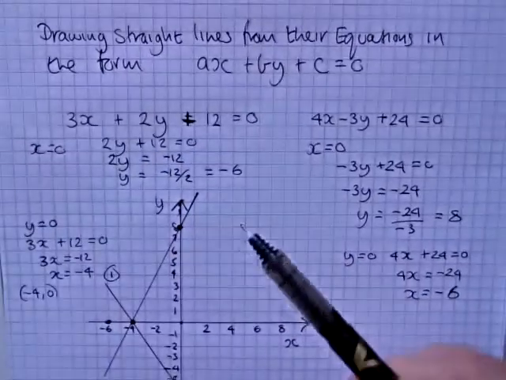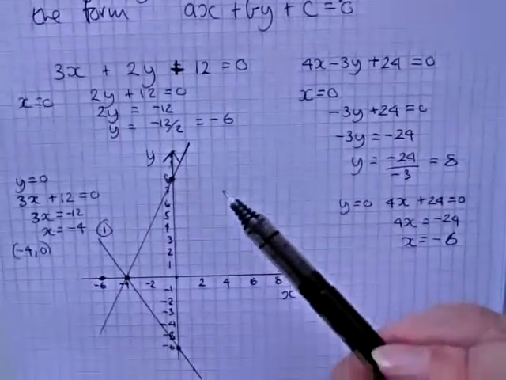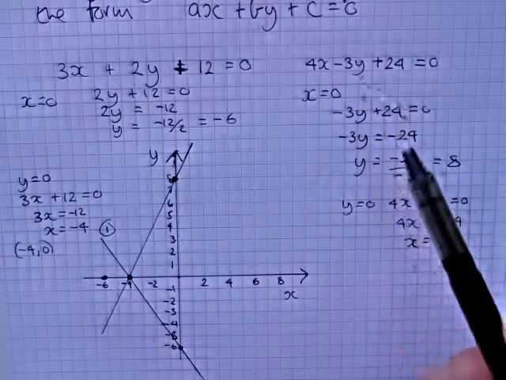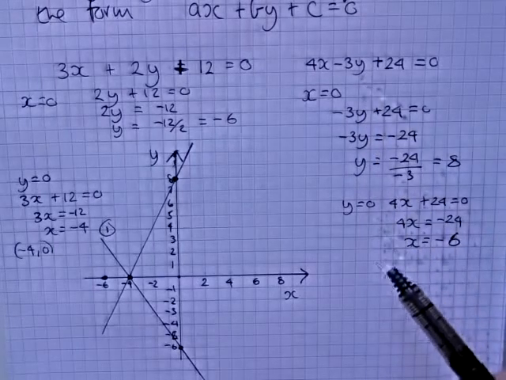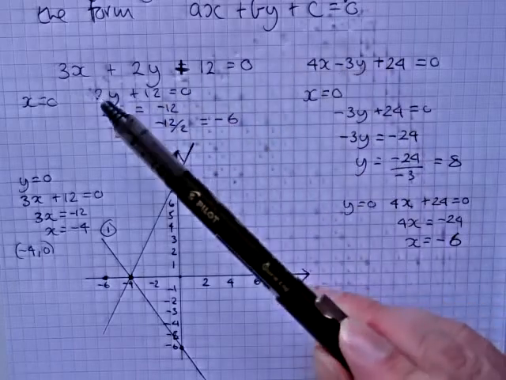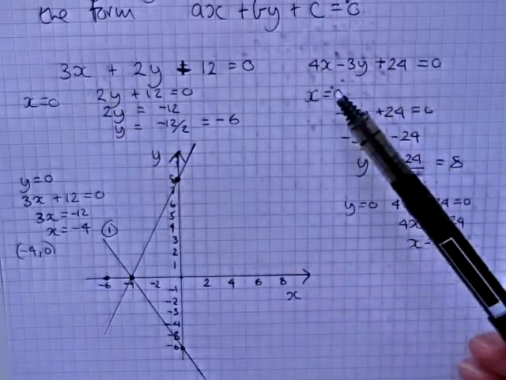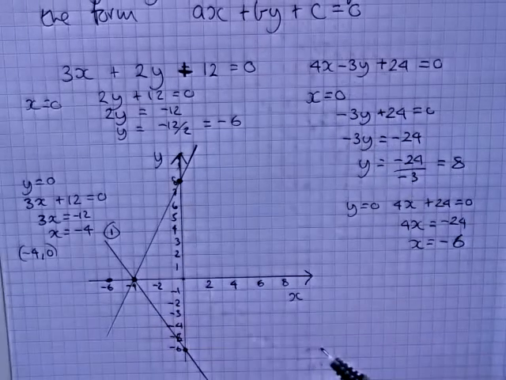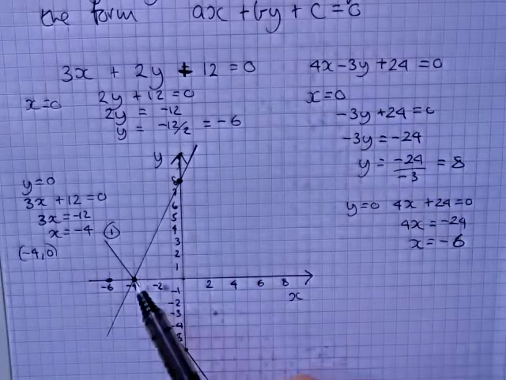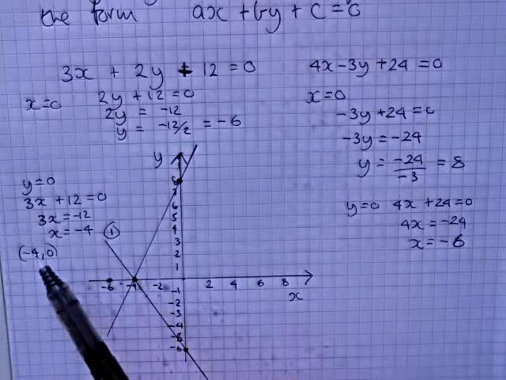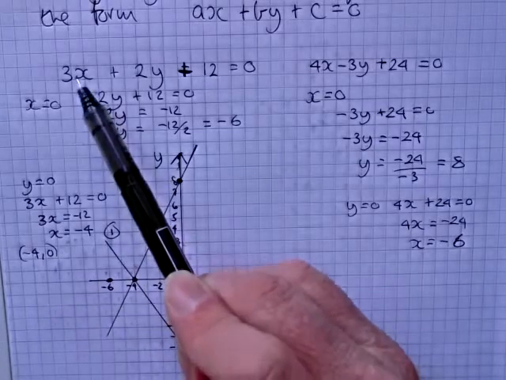To do this work, you have to be comfortable solving simple equations with one unknown and handling negative numbers. You find 2 points on the line by making x equals 0 and by making y equals 0, and that helps you find where the line crosses the coordinate axes. Incidentally, in this particular case, we do have a point of intersection because both graphs go through the point minus 4, 0.